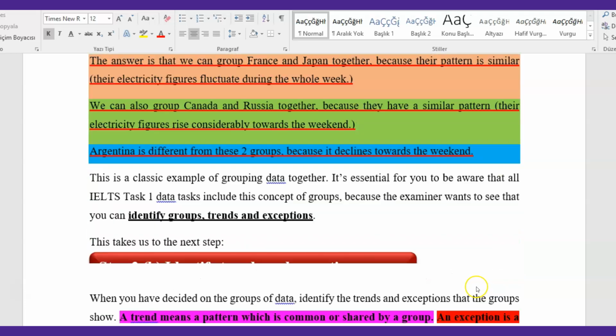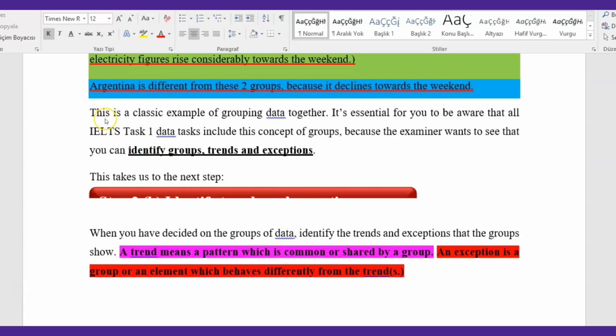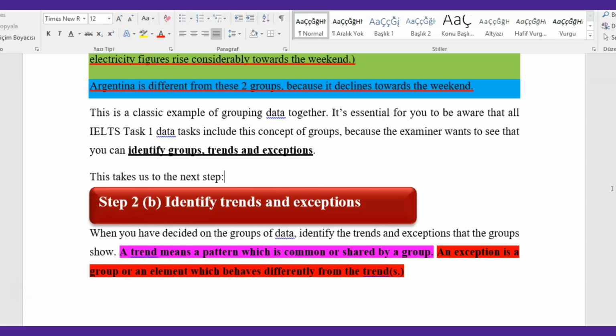This is a classic example of grouping data together. It's essential for you to be aware that all IELTS Task 1 data include these concepts of groups, because the examiner wants to see that you can identify groups, trends, and exceptions. Next step, identify trends. We have grouped the data, and now we should identify trends and exceptions.